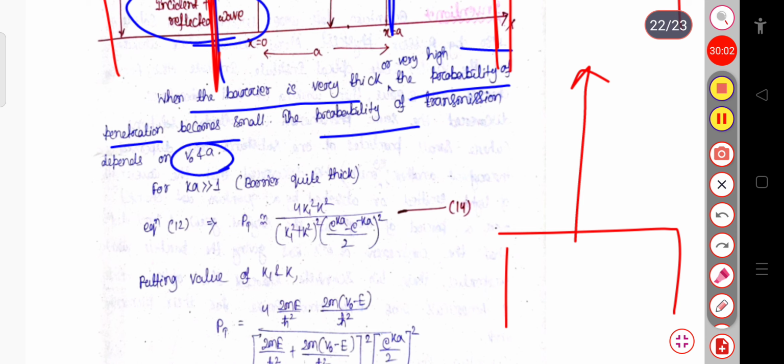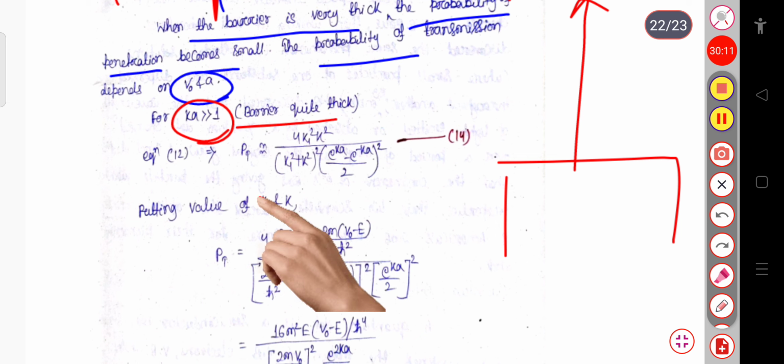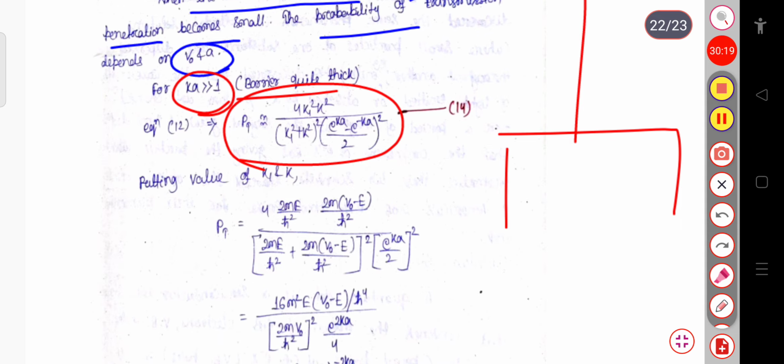but still there is a chance to get a particle in that region. So if we consider Ka to be much larger than 1, that is, the barrier is quite thick, then you get the probability of transmission equal to this much. If you put the values of K1 and K2, you get 4 into 2mE by h cut squared into 2m(V naught minus E) by h cut squared, divided by K1 squared, that is 2mE by h cut squared, plus K2 squared, that is 2m(V naught minus E) divided by h cut squared, whole squared, into e power Ka divided by 2, whole squared.